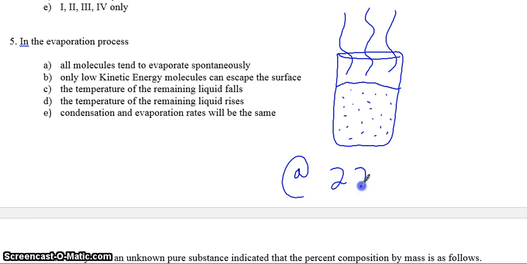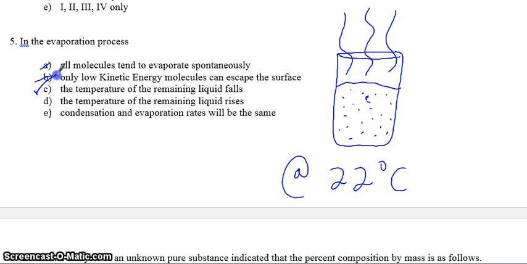Celsius, even if you're at 22 degrees C, evaporation still happens because most of the molecules in the beaker are cold or room temperature. Some have enough energy, some are hot from the constant collisions that happen. Some molecules can attain enough energy then to escape, and that's why evaporation happens at any temperature below the boiling point. So the hottest molecules, however, are the ones that evaporate. So only low kinetic energy molecules can escape. That is incorrect.